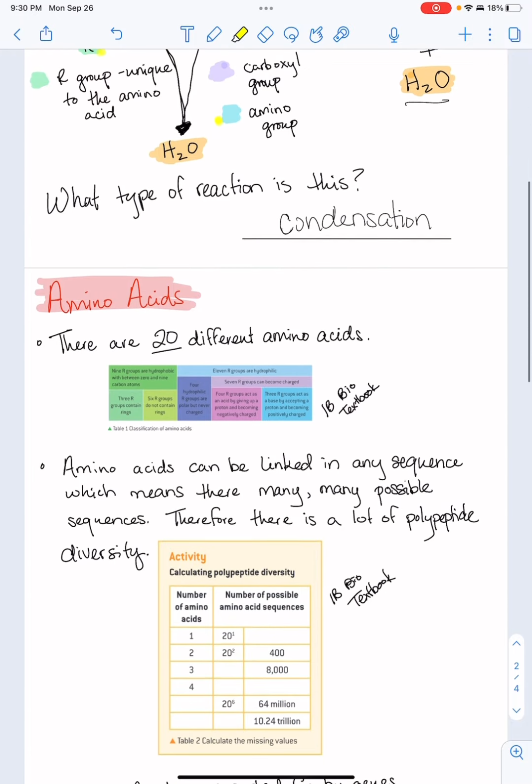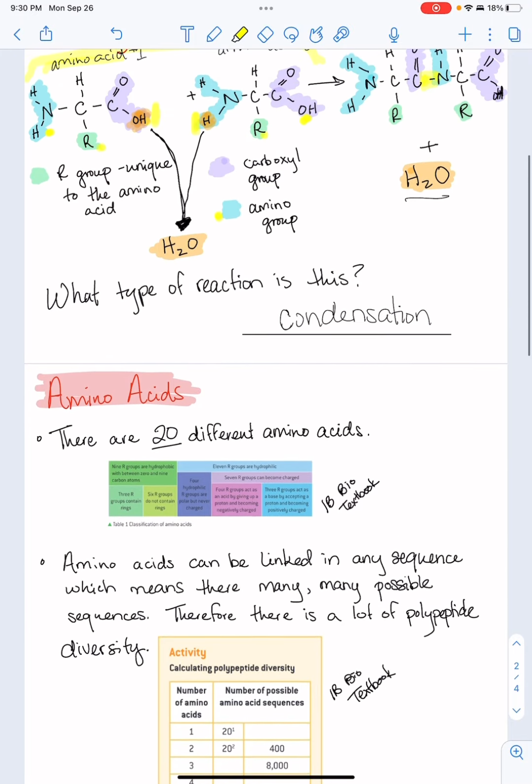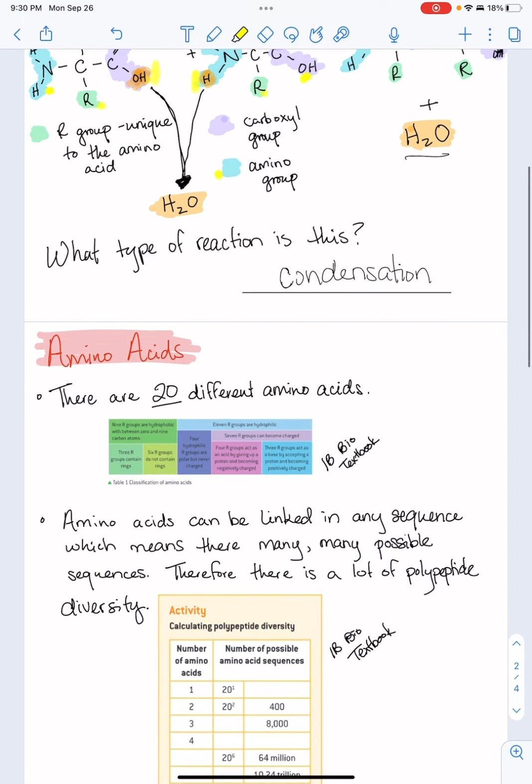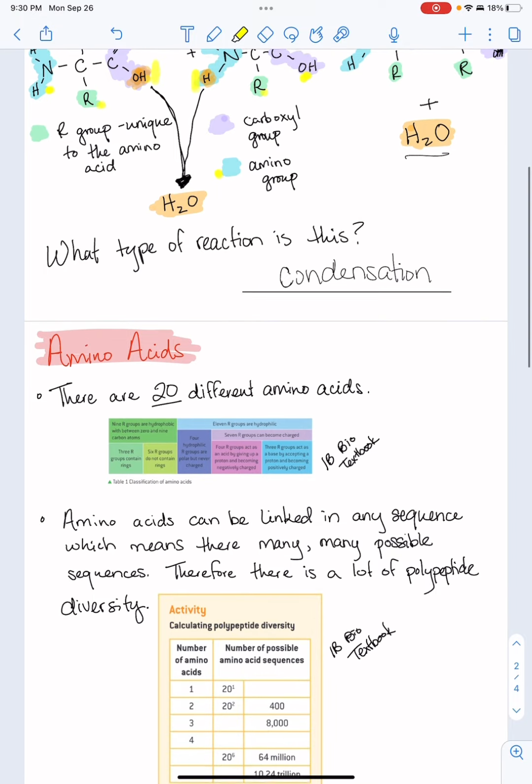All right, so like I said, there are amino acids. Amino acids are the building blocks of proteins. They're the monomers of proteins.